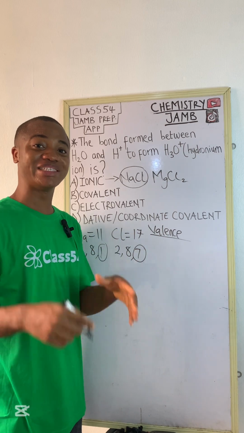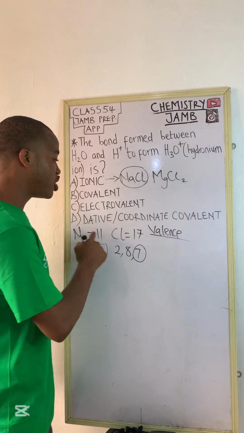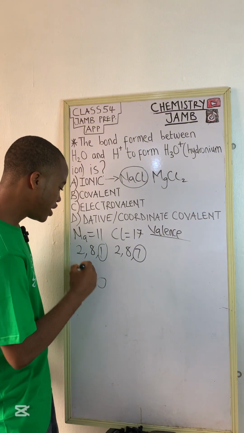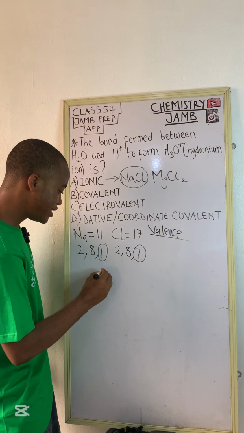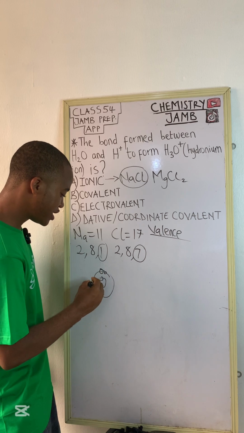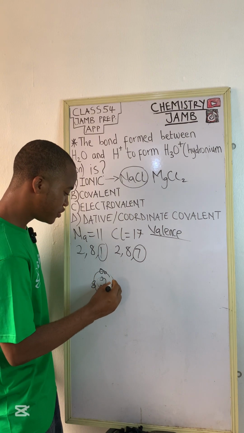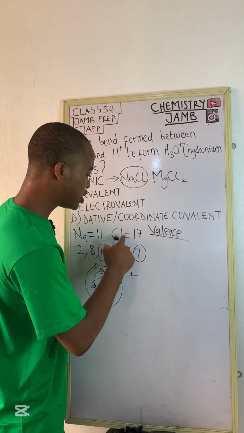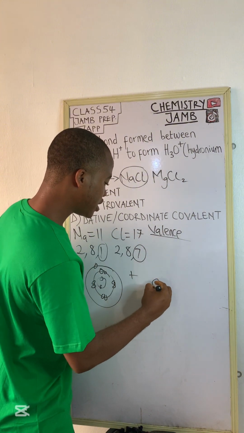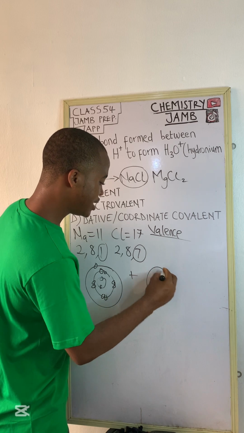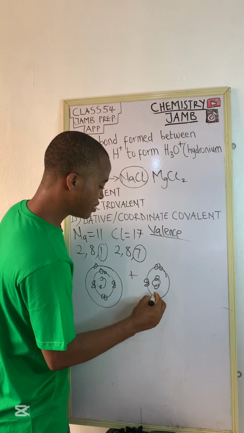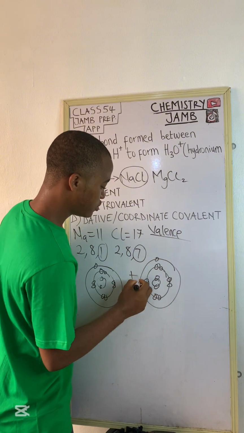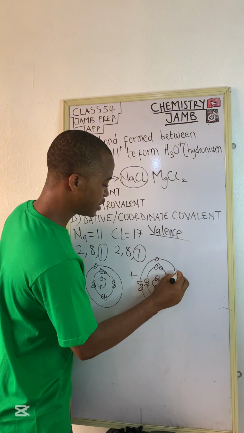So let me try to draw the diagrammatic representation of both sodium and chlorine to show you the combination. For sodium, let us say this is the first shell. It has 2 electrons, right? And the second shell, it has 8 electrons. Let's try to draw it, right? 8 electrons. And the last shell, it has 1 electron, right? And it wants to combine with chlorine. Chlorine with 17 electrons. The first shell has 2 electrons. The second shell has 8 electrons, which I'm drawing. And the last shell has 7 electrons, right? 1, 2, 3, 4, 5, 6, 7.